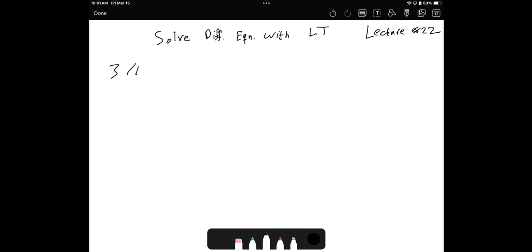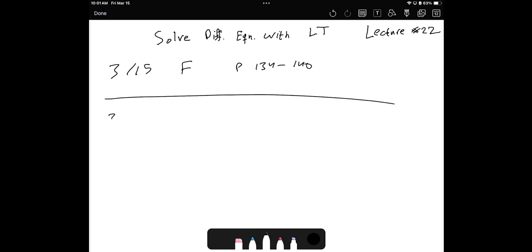Today is March 15, which is Friday. The readings are pages 134 to 140, solving differential equations using Laplace transformation. Next week, on Monday, we will go on to solve circuit analysis using Laplace transformation. So it will be on pages 131 to 134.